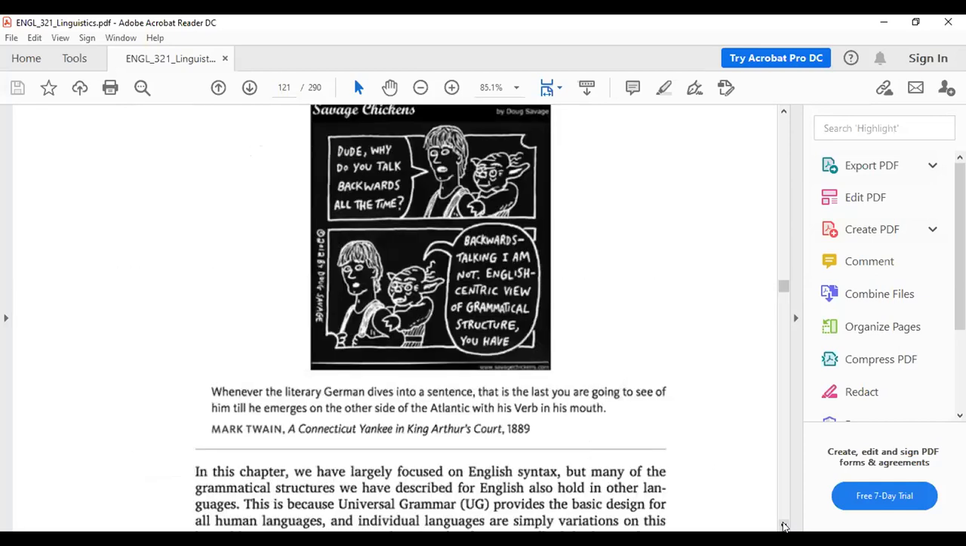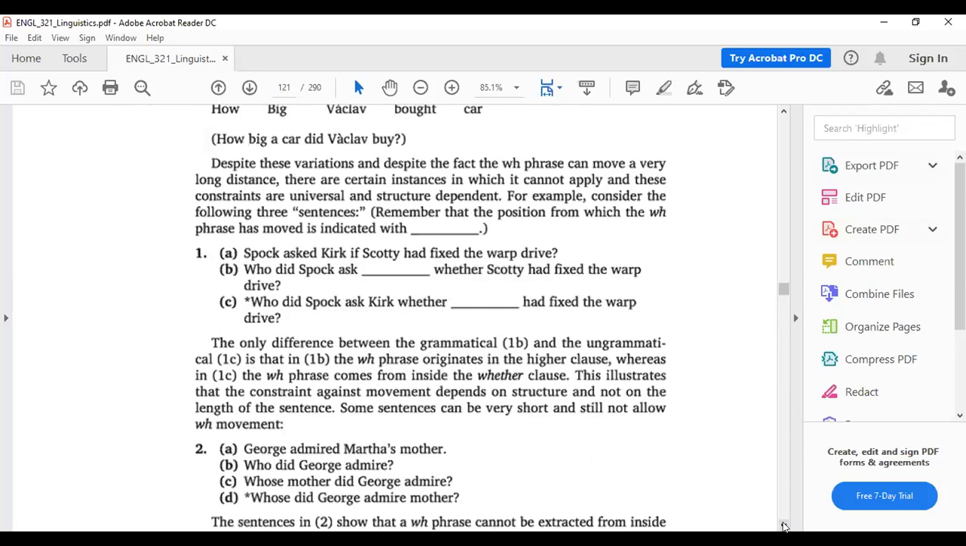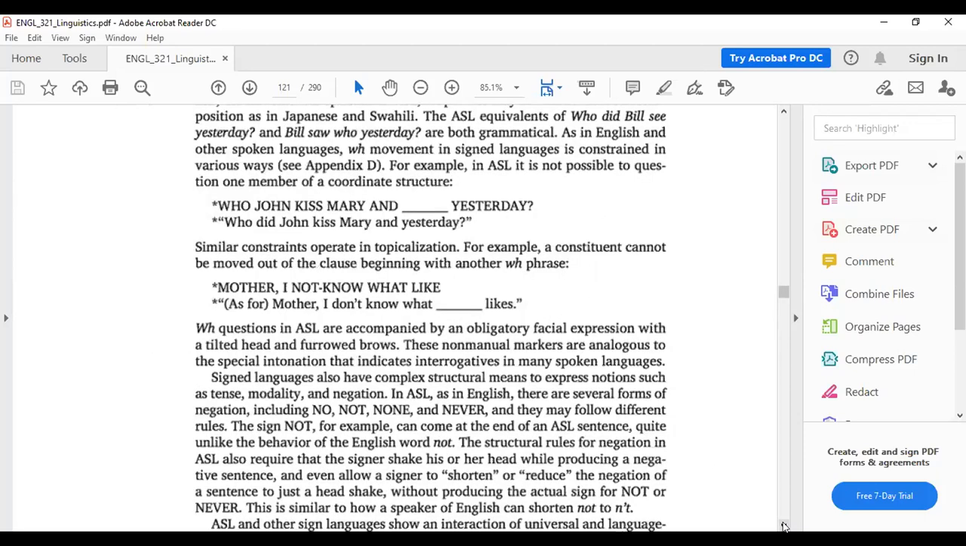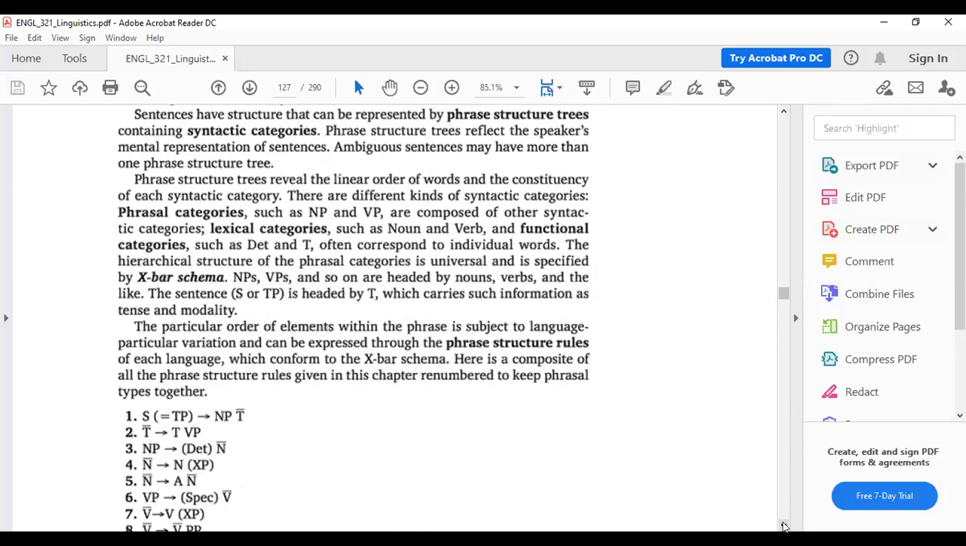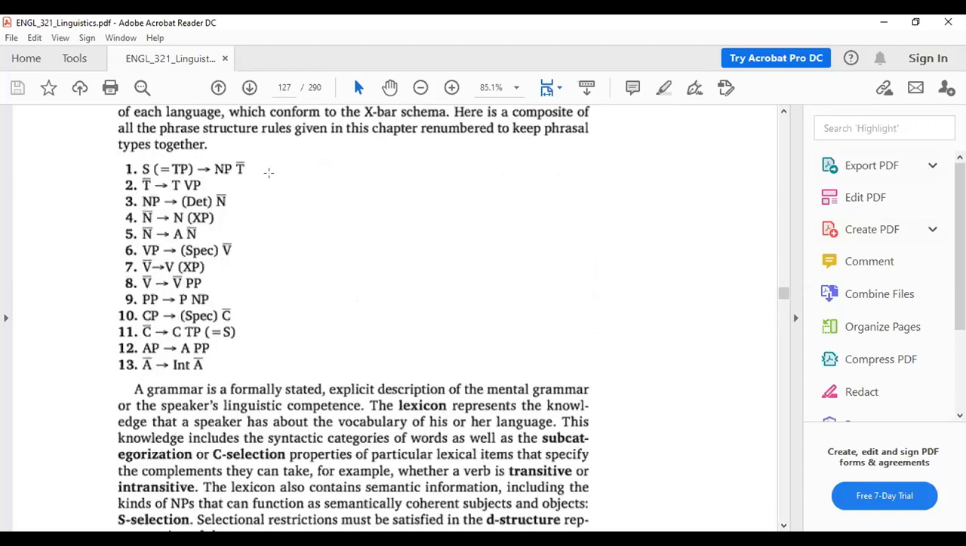And something about university grammar. Kamil, you want to say something? No, doctor. No, doctor. Kamil, you raised your hand.